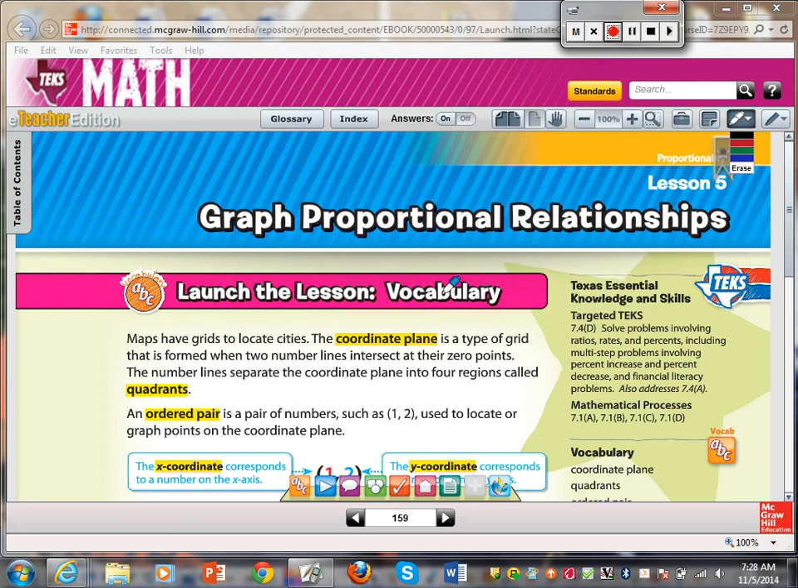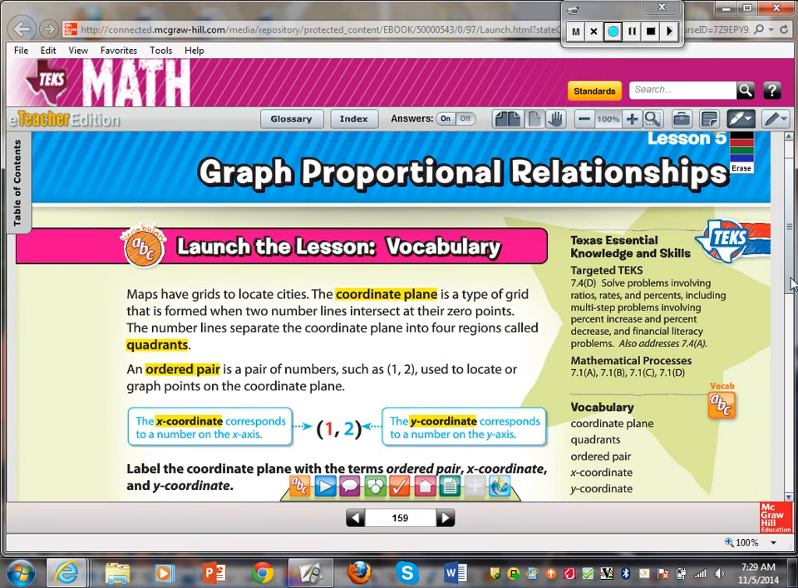Hello, students. Today we're going to be graphing proportional relationships. In the previous days we practiced our graphing. Now this lesson is going to be about graphing proportional relationships and finding out what's so special about them. So let's begin.